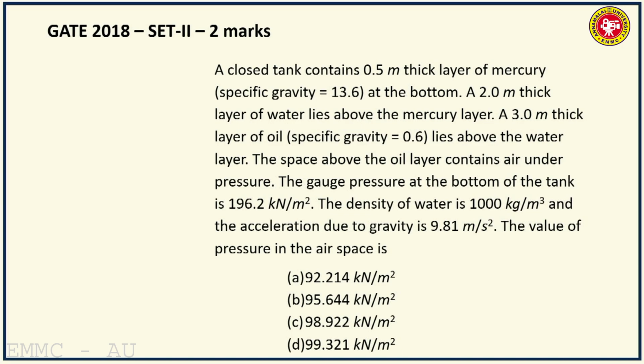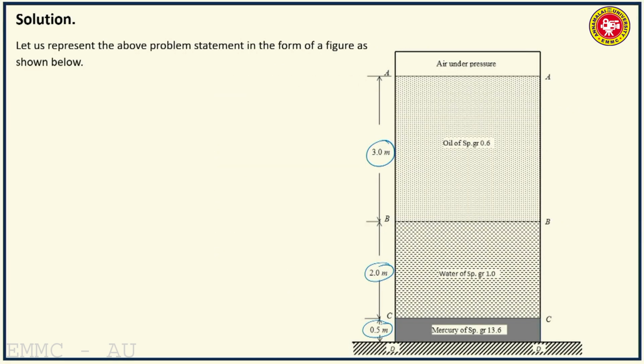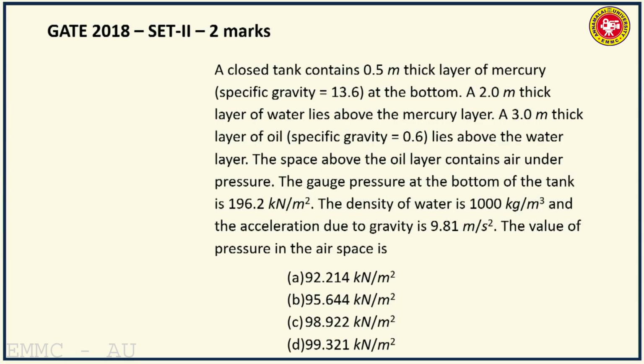The space above the oil layer contains air under pressure. The gauge pressure at the bottom of the tank is given as 196.2 kilonewton per meter square. The density of water is 1000 kilogram per meter cube, mass density. Acceleration due to gravity is this much. The value of pressure in the airspace, 4 options are given. You have to find out the correct option.